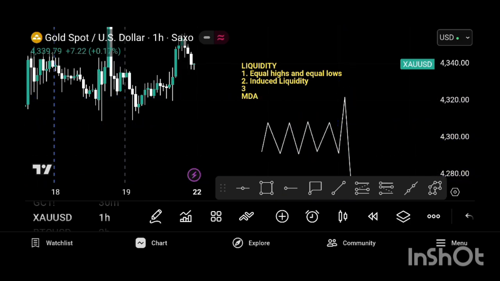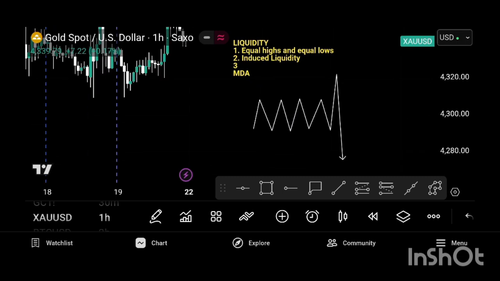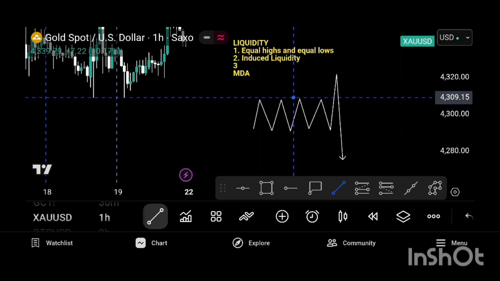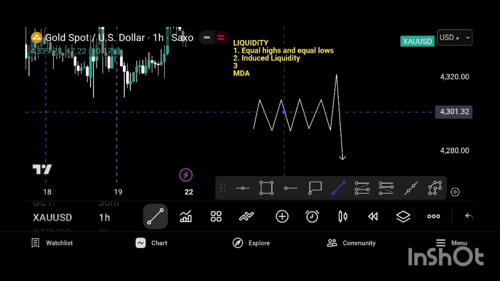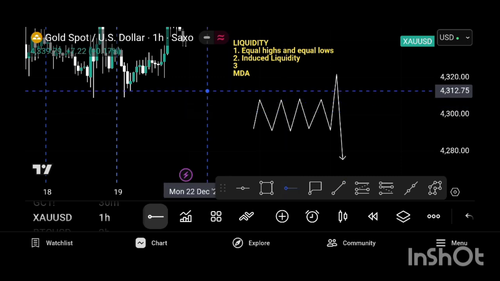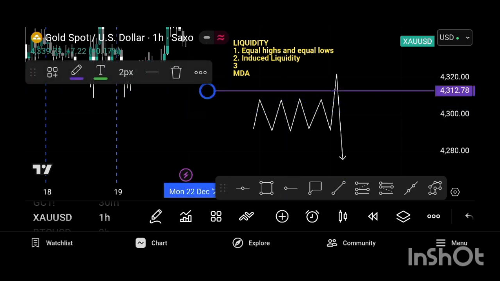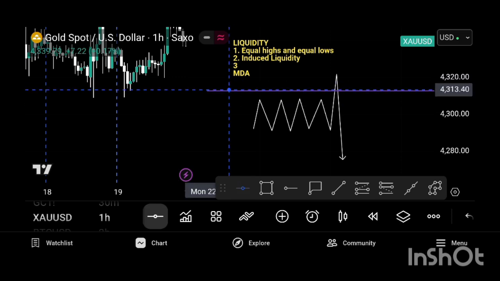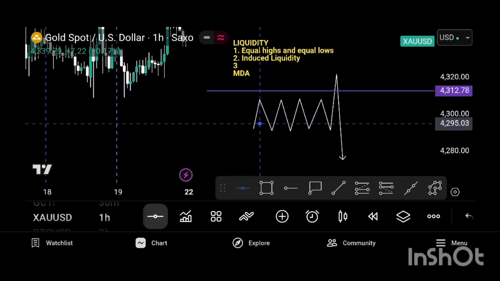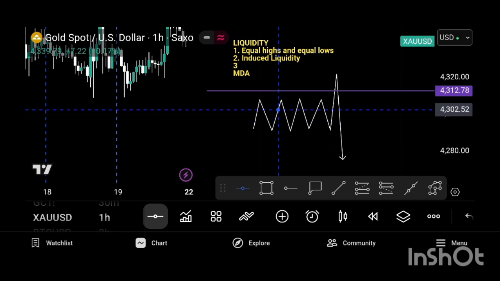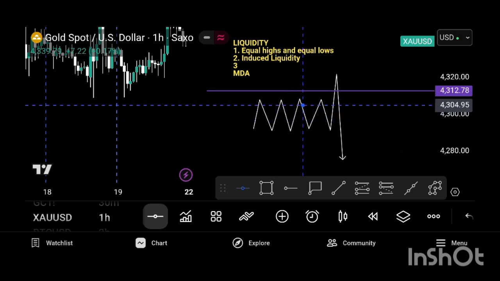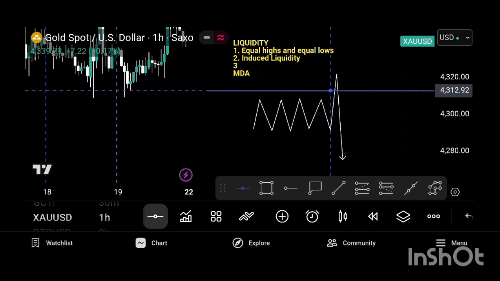Okay, so what happened here is that while the market was ranging, making equal highs and equal lows, traders were putting their stop losses up here. Many traders will be putting their stop losses here while the market is ranging. That is why you are not supposed to sell or buy in a ranging market. You should wait for the market to break out, take liquidity before you enter.